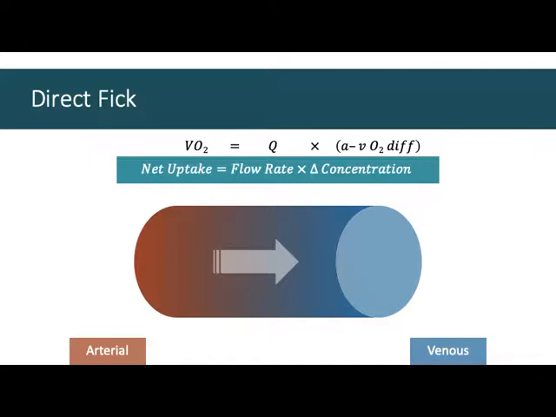So VO2 is cardiac output times the AVO2 difference. That's what I'm describing here. This blood vessel is the conveyor belt. There's some oxygen coming in on the arterial side, more than what's leaving on the venous side because the muscle has extracted some. So let's take a look at how that works and what the significance is. If we can figure out or solve this equation, and for our purposes, we want to solve flow rate, what does that allow us to do?